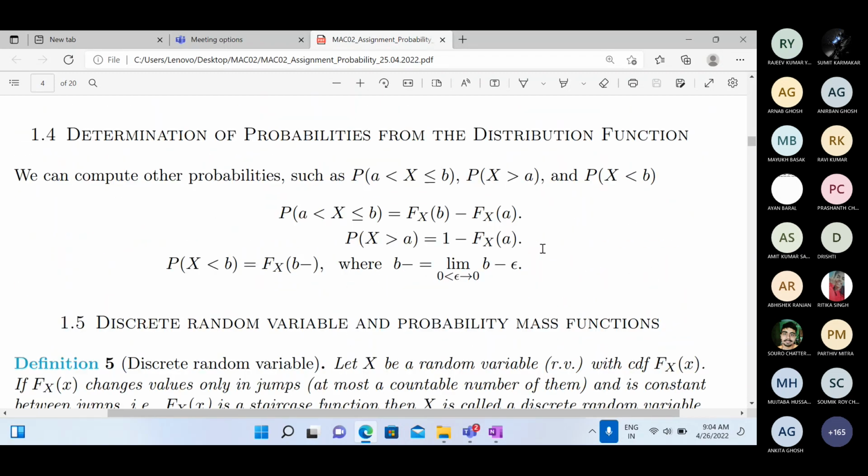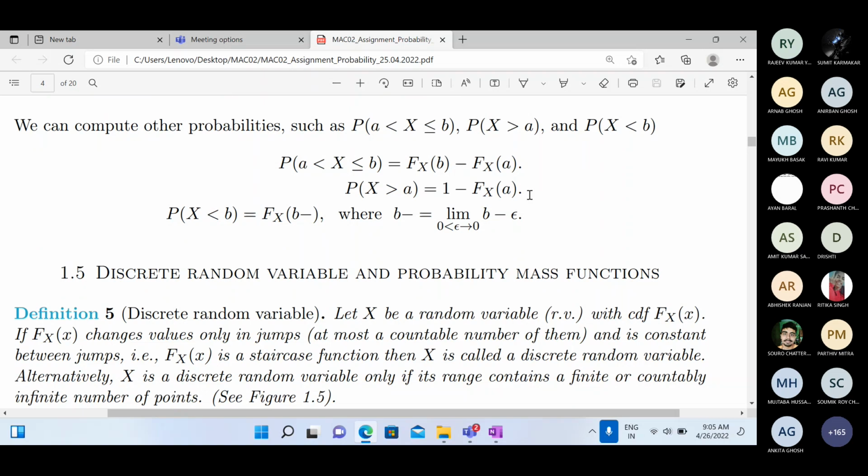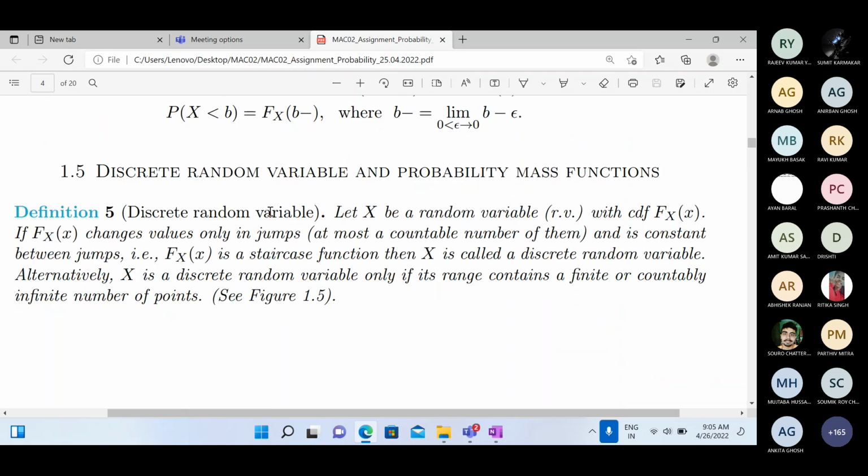And we have defined another four definitions here, that determination of the probability. Okay, this is what we have defined, determination of probability. This is not a definition, and this is the limiting case, whatever we have discussed. And here these four definitions, that means discrete random variable and probability mass function. I hope you are able to remember that.